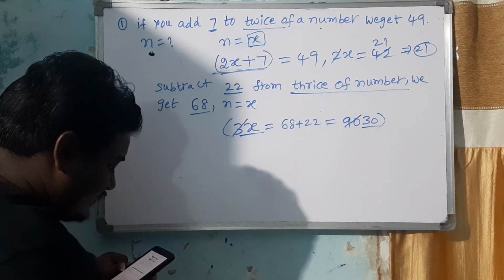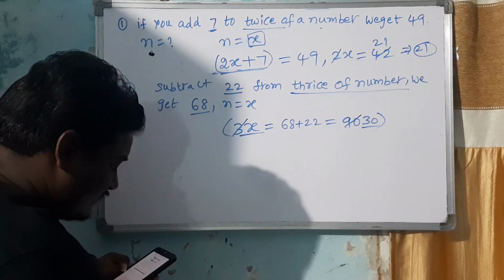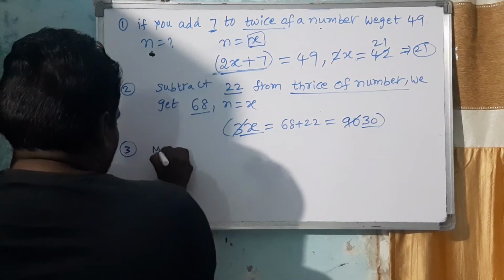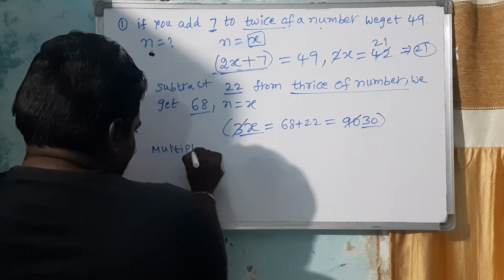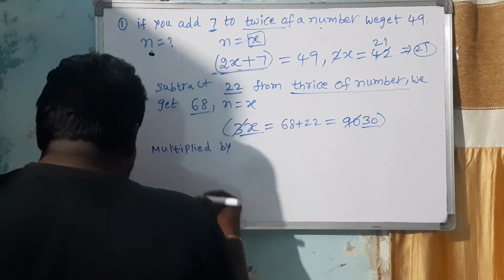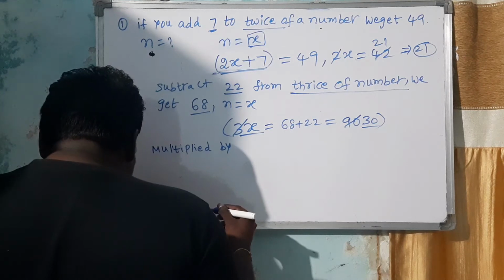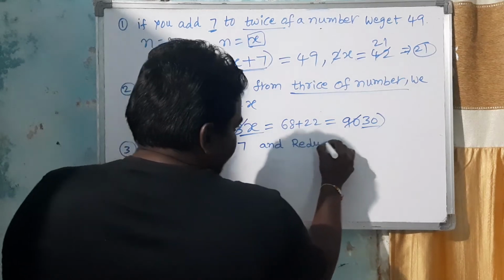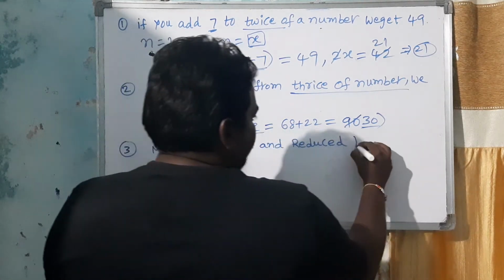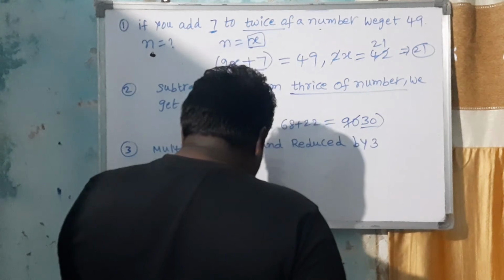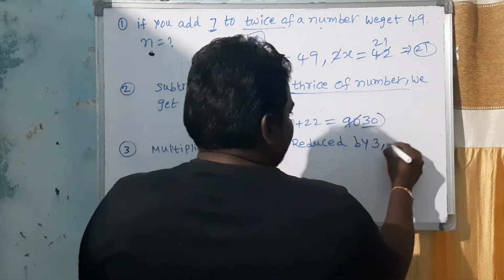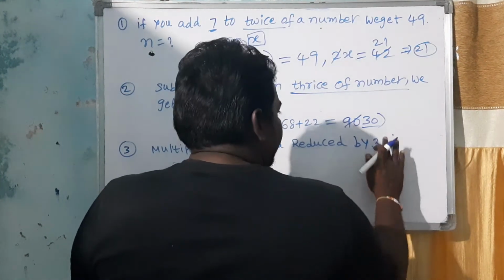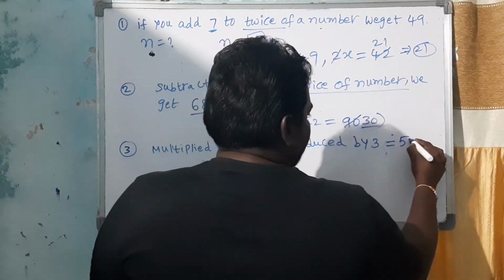Find a number which when multiplied by 7 and then reduced by 3, it is equal to 53. Find the number multiplied by 7 and reduced, or decreased, same, reduced by 3.